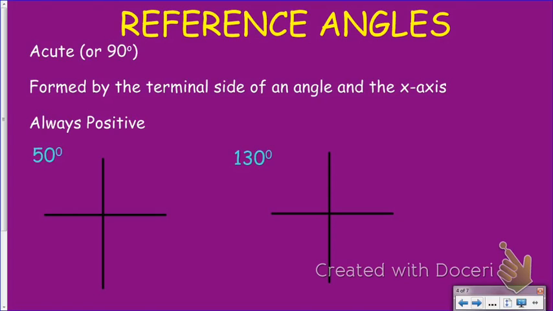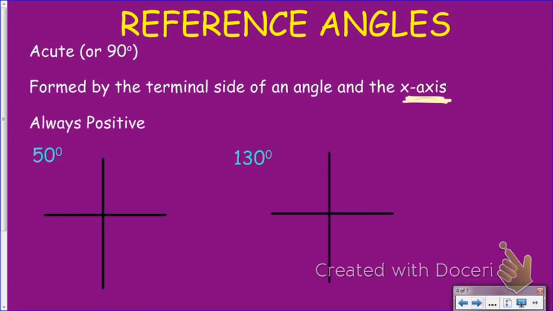It needs to be acute, or 90 degrees. It's made with the terminal side of the angle and the x-axis. And this is probably the most important piece: it has to be made with the x-axis, so the horizontal line, and that's the most important part of this. And then also it's always positive.